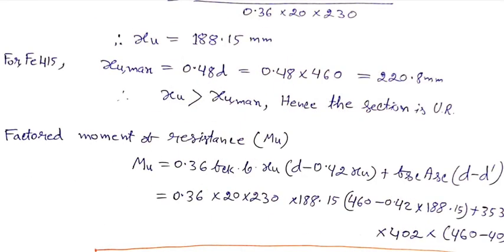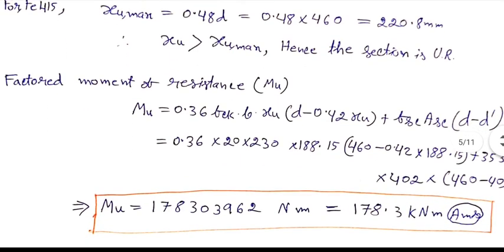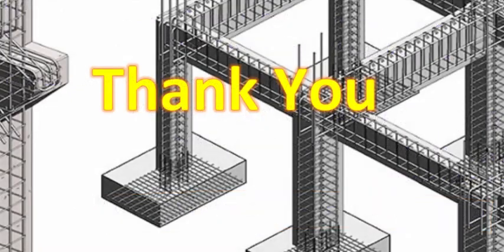For the factored moment of resistance, we have to put the formula. Mu is equal to 0.36 fck into b into xu into within bracket d minus 0.42 xu, plus fsc into Asc into within bracket d minus d dash. Now let's put all the values; you know all the values of these abbreviations. So put all the values, and you will get the answer that is equal to 178.3 kilonewton meter. So here the problem ends. That's all for this lecture. Thank you.